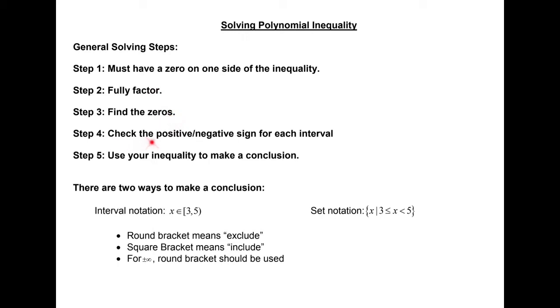And step 4, we're going to use the zeros to cut the number line into different intervals and check the positive and negative sign. Step 5, then we're going to use our number line to determine which section satisfies the inequality. And we're going to use interval notation to write down our final answers.